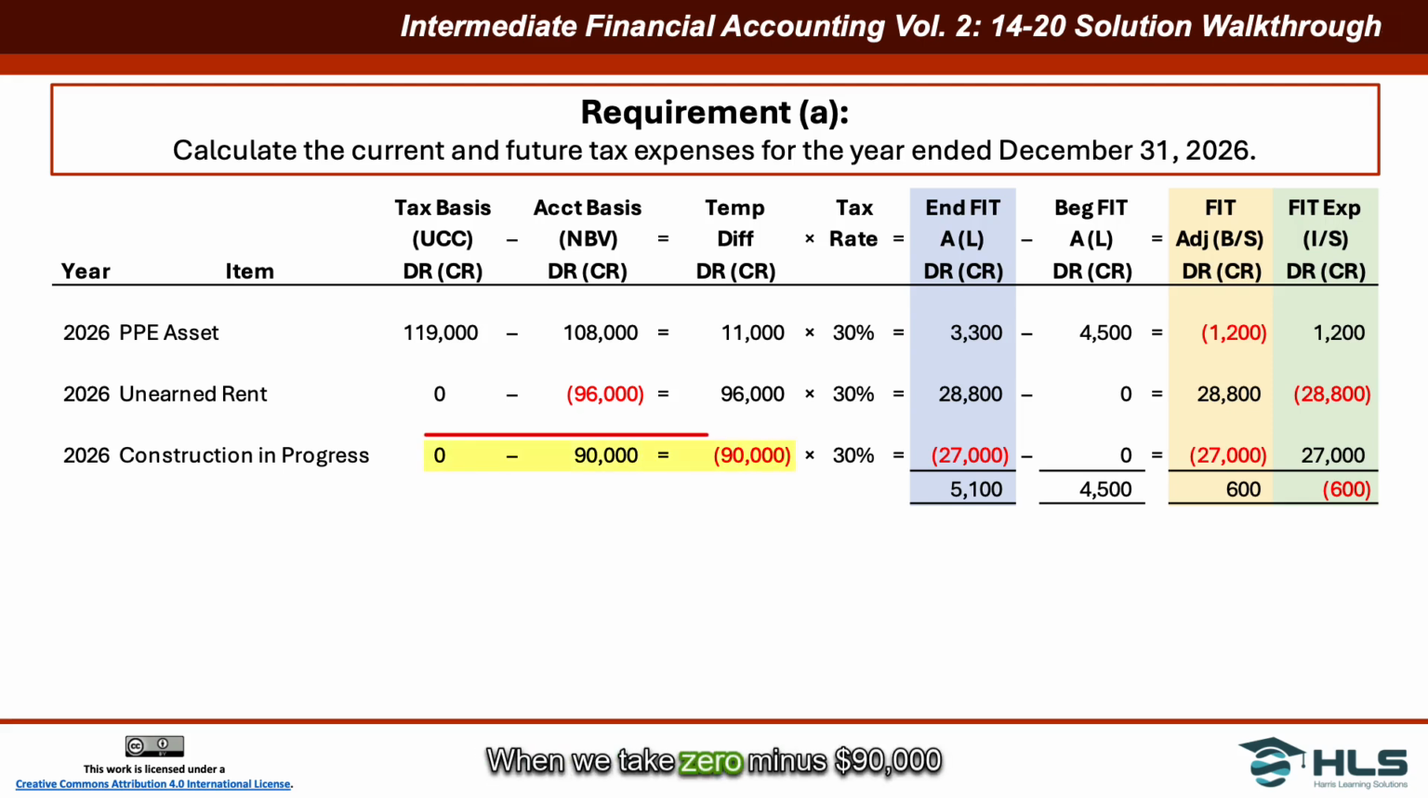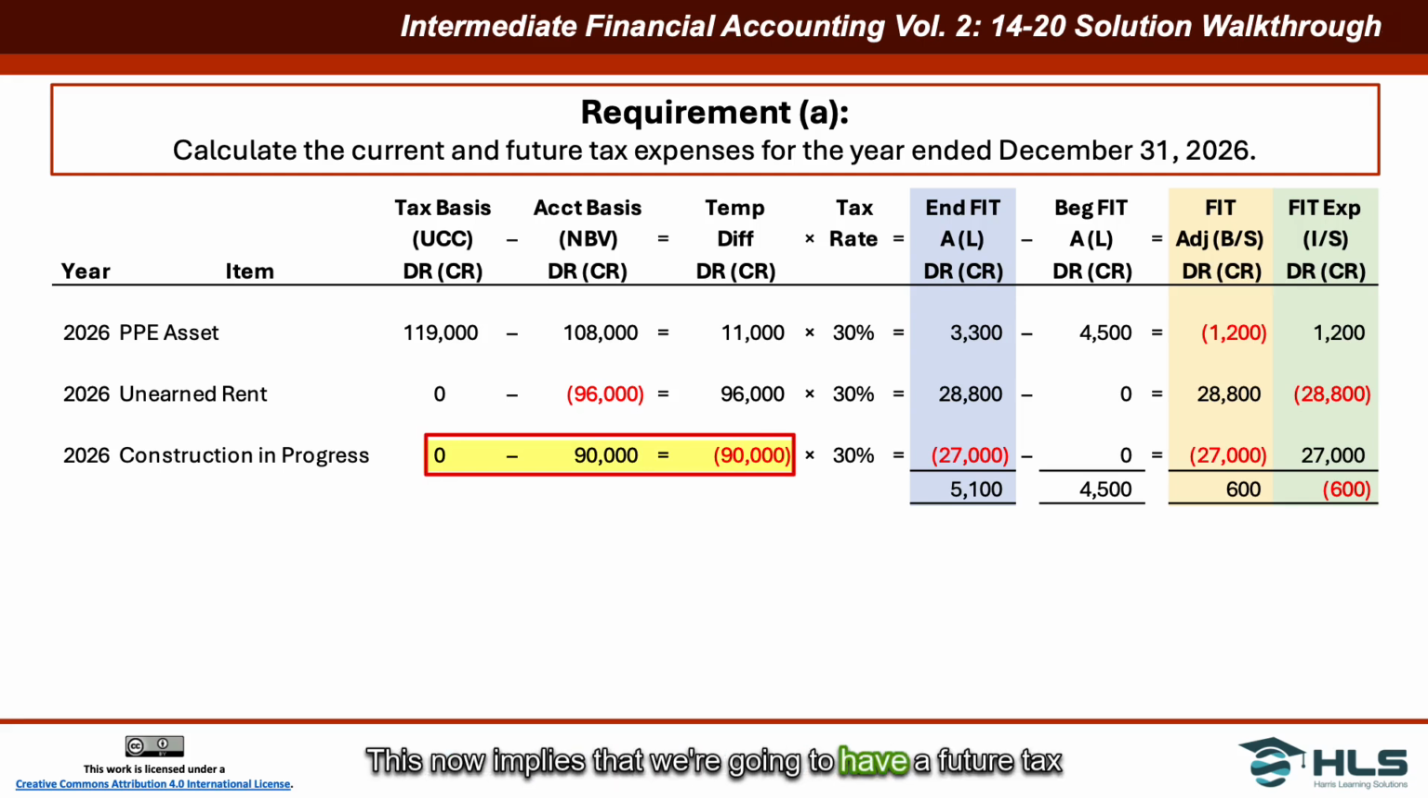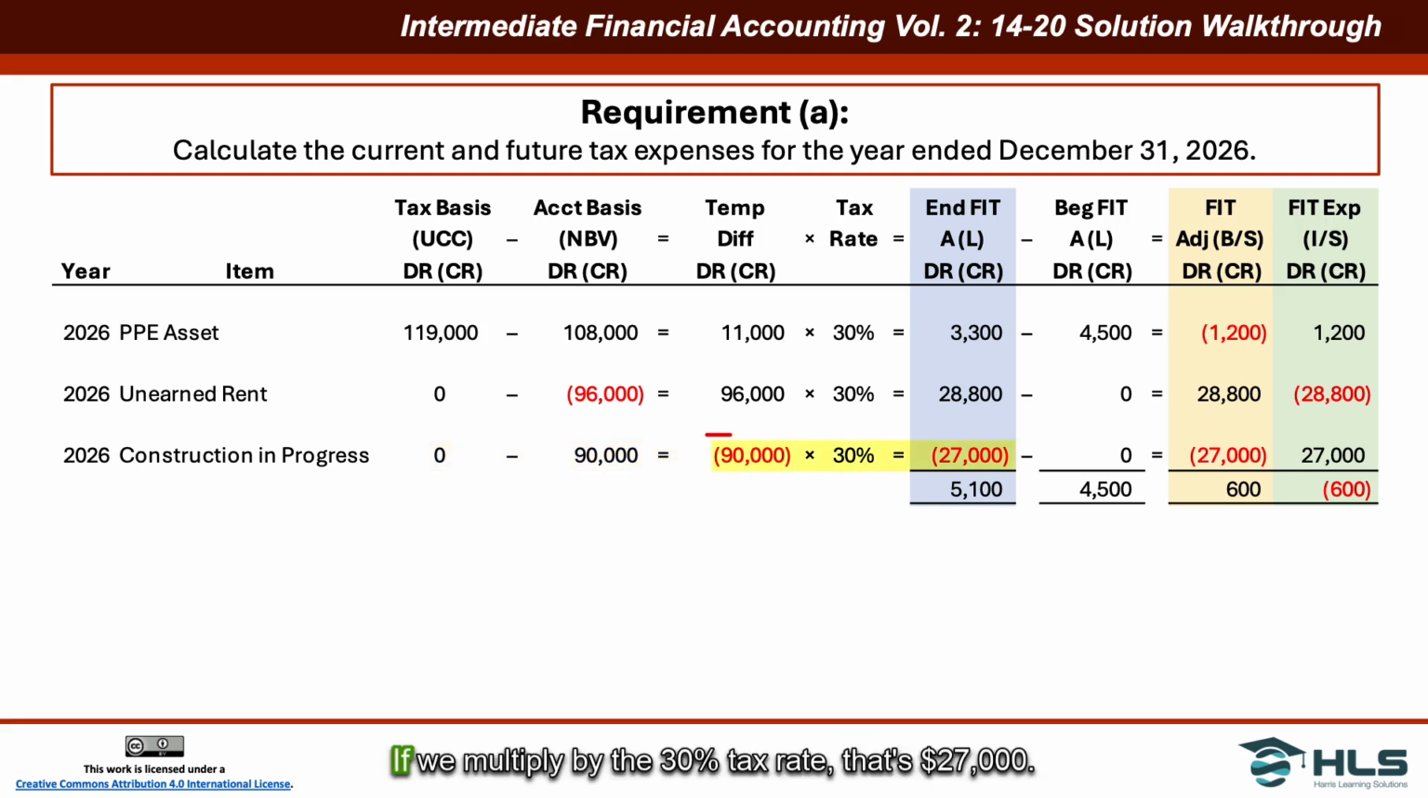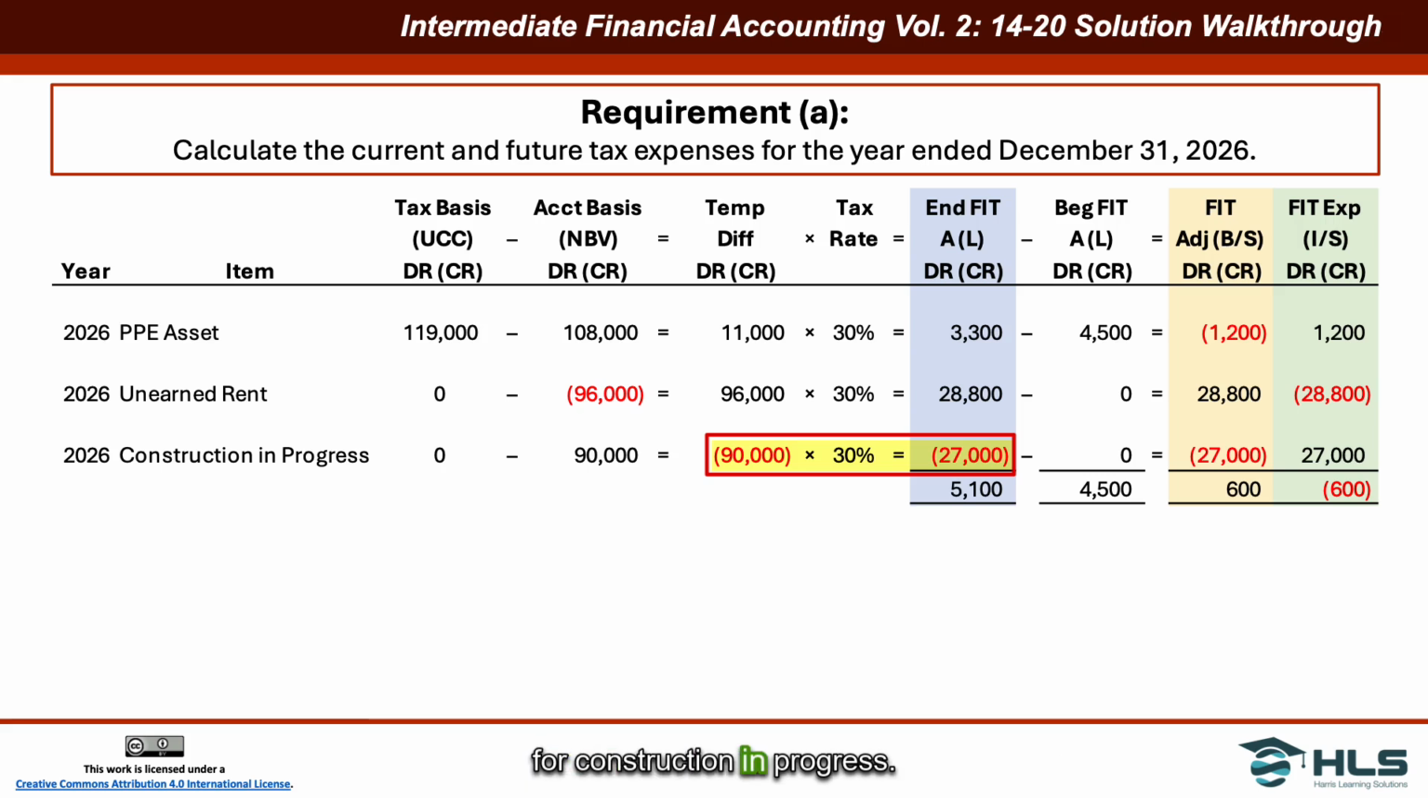When we take zero minus $90,000, we end up with a negative $90,000. This now implies that we're going to have a future tax liability associated with the construction in progress. If we multiply by the 30% tax rate, that's $27,000. That's the ending future tax account liability balance for construction in progress.